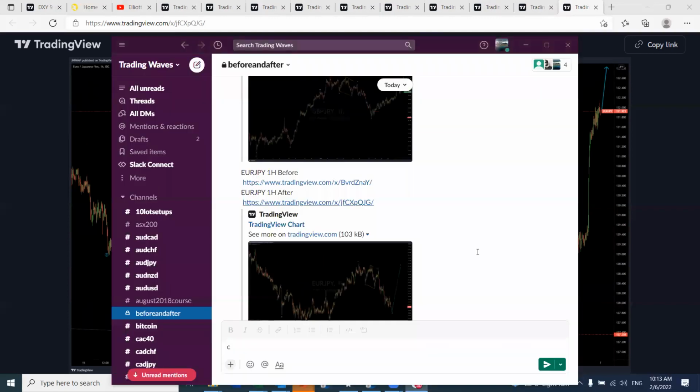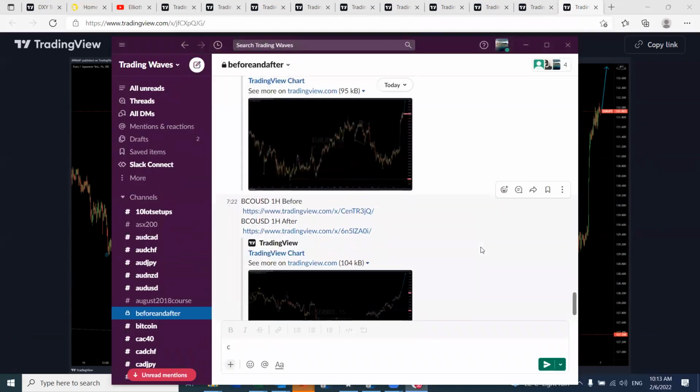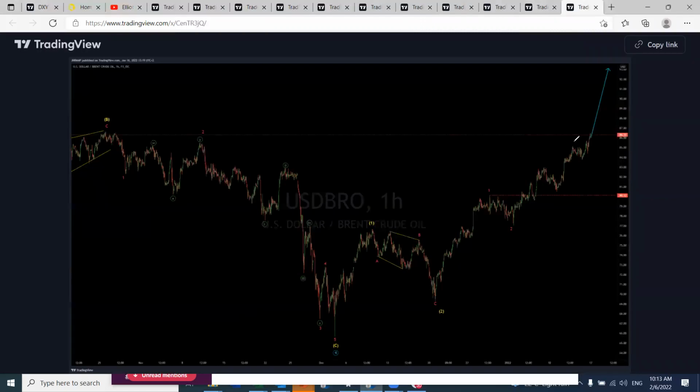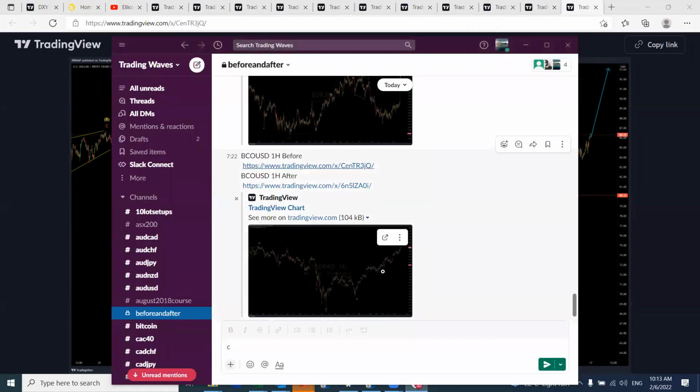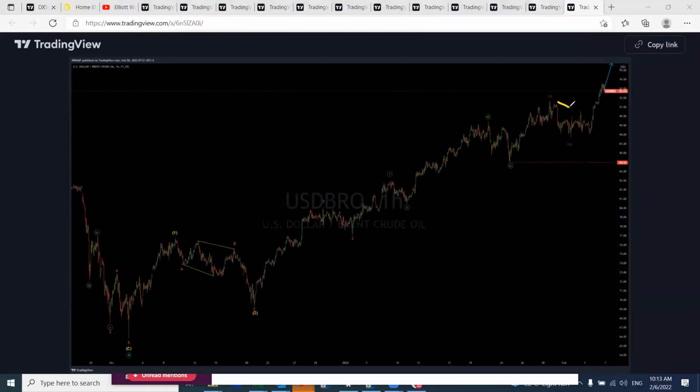Okay, that was euro yen. Let's have a look at the rest. Brent crude was just straightforward. If you look at Brent crude, we just simply wanted this one to continue from 86 and go all the way to 90. This was simply a bullish move, and you just could not miss that. Okay, so there's nothing special about this one here.